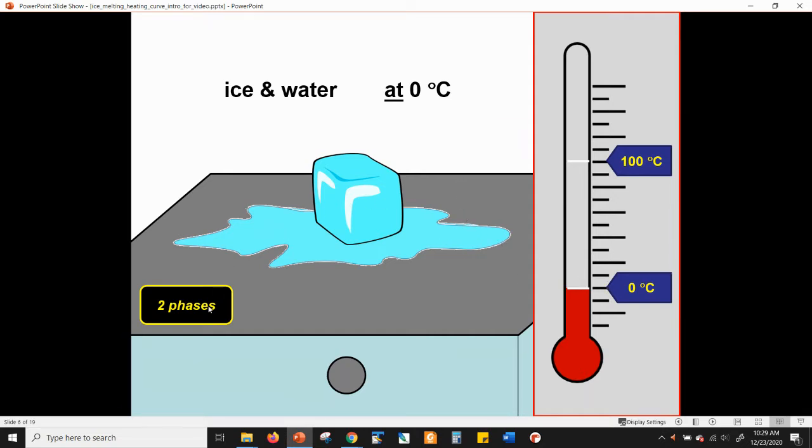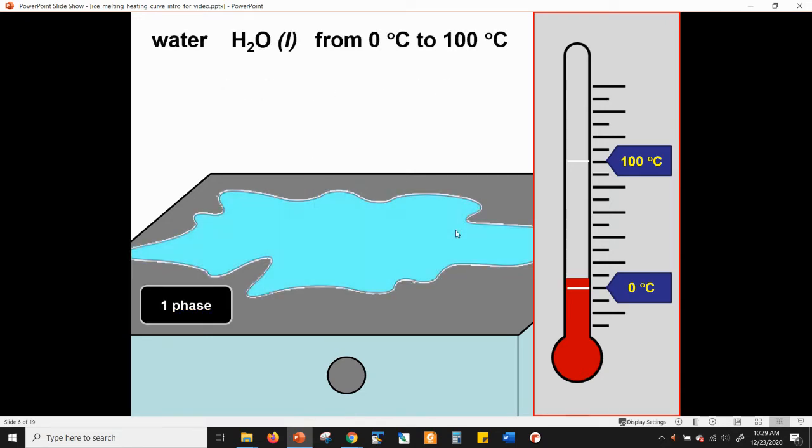So we have two phases now, where we had one when it was below 0 degrees. When we're at 0 degrees, at the melting point, we have two phases present. Then when all the ice cube has melted, we're back to one phase. We're back to just liquid water, and now we're above the melting point. We're at about 1 or 2 degrees.